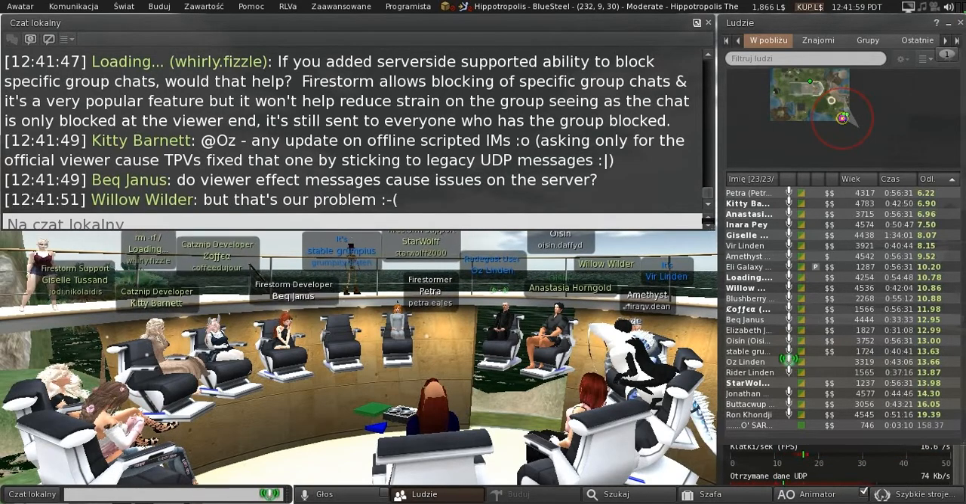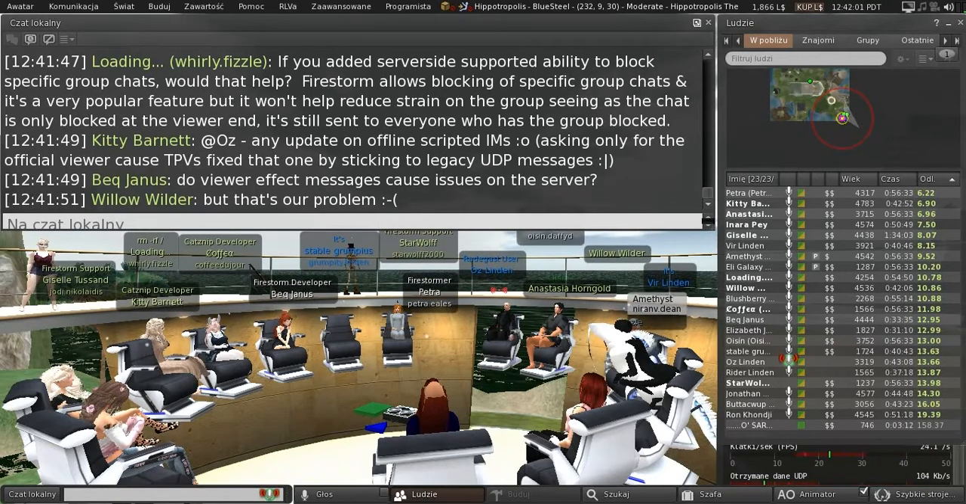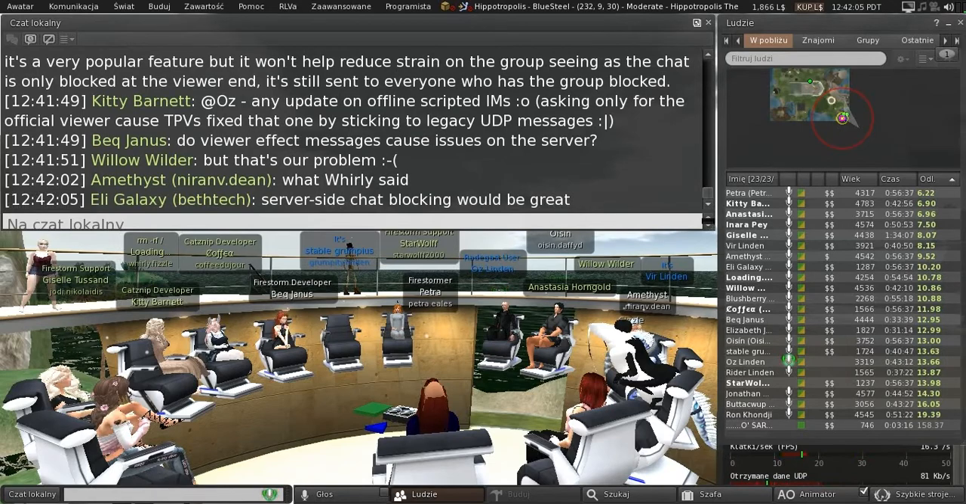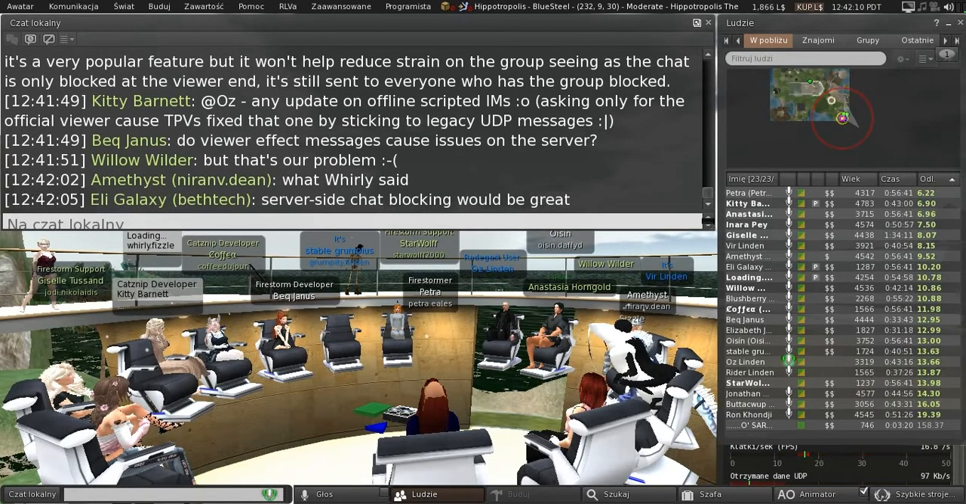Being able to block group chats on the server side is something we have discussed. It's possible that we'll add a viewer accessible API for that so that we could do it.